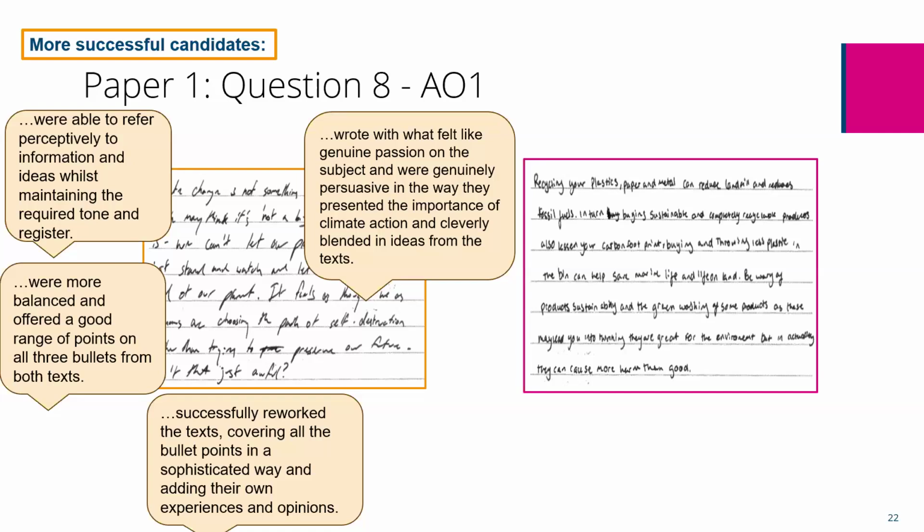How much analysis is there for the AO2 questions 3 and 6? How much comparison is there for the question 7?